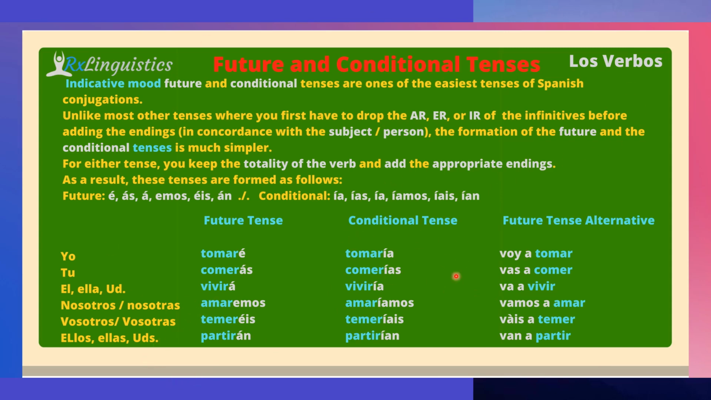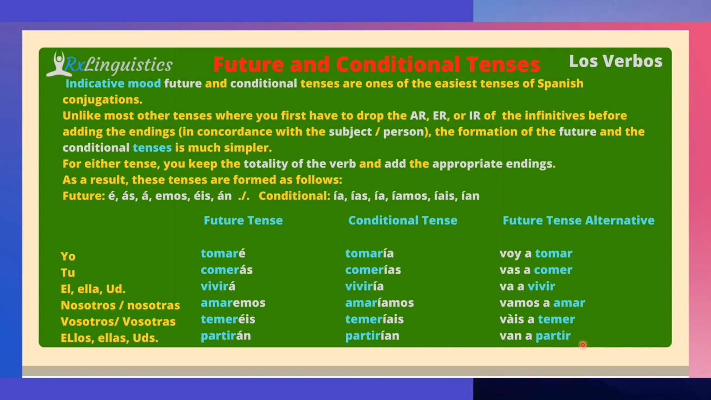Now, sometimes it's just easier to use the alternative to the future tense. So instead of conjugating the verb tomar and having tomaré or tomarás and all that, you just have voy a tomar, vas a comer, voy a vivir, vamos a amar, vais a temer, and van a partir.